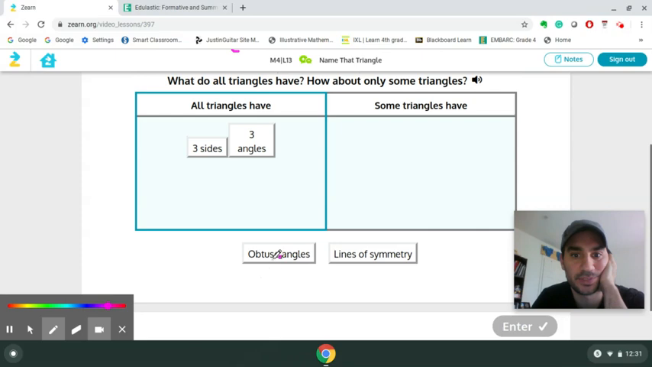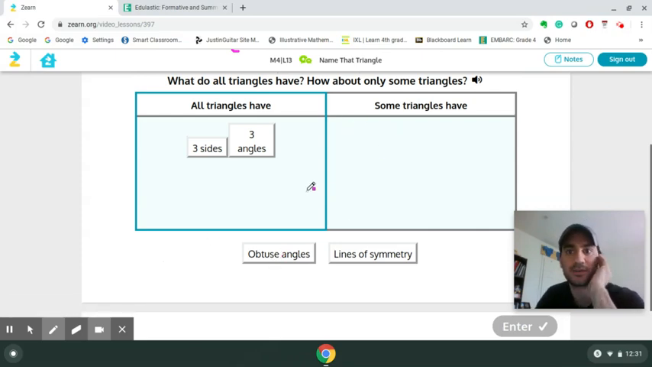All right, next, obtuse angles. Do all triangles have obtuse angles? Well, let's talk about obtuse angles. When we think about obtuse angles, we always start with an angle that's 90 degrees. That's a right angle.